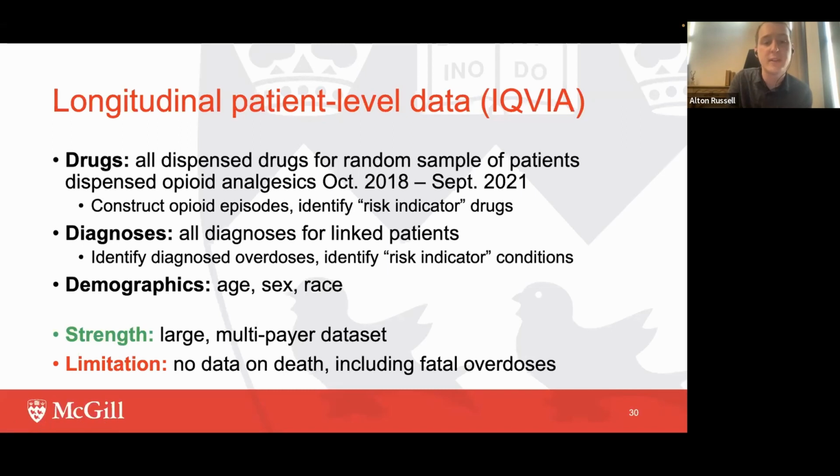So the strength of this is it's a large multi-payer data set. The biggest limitation in terms of our analysis is that there's no data on death, including fatal overdoses. In Canada, because everything's maintained at the province level, you can often get linked vital statistics data relatively easily, where you can get deaths and cause of death, but it's more difficult when you're using claims data in the United States.